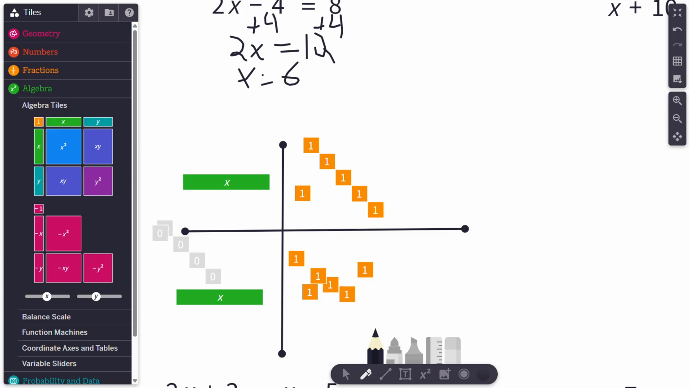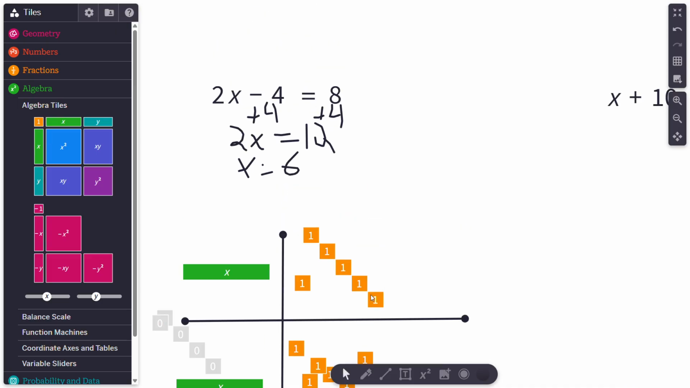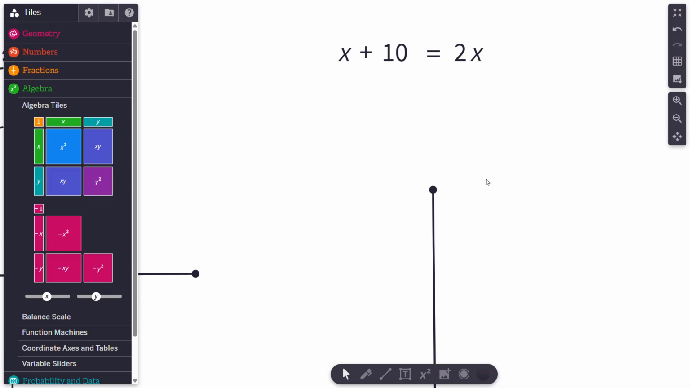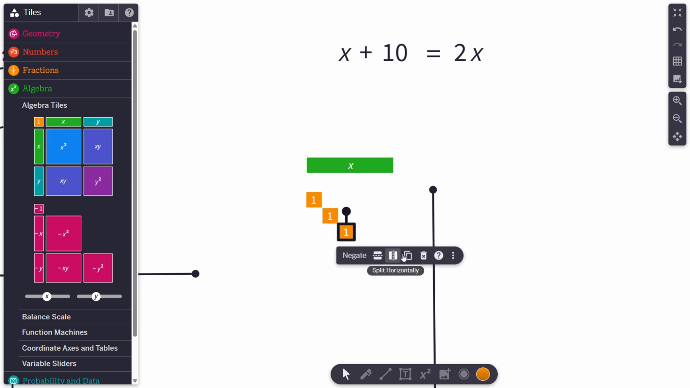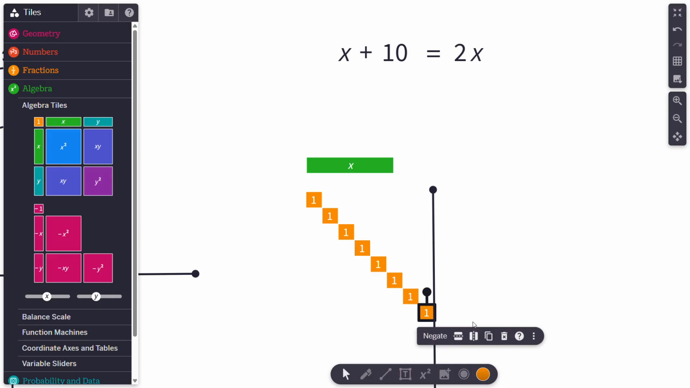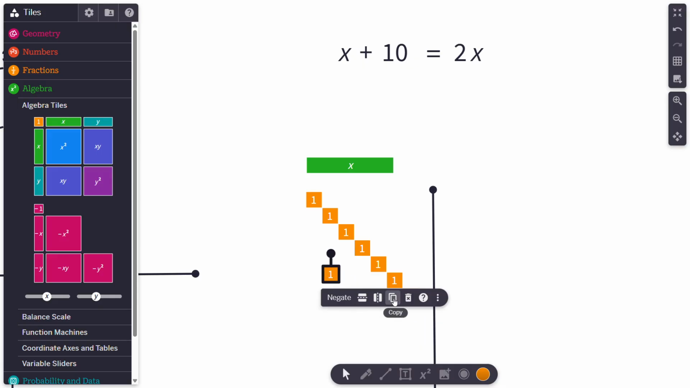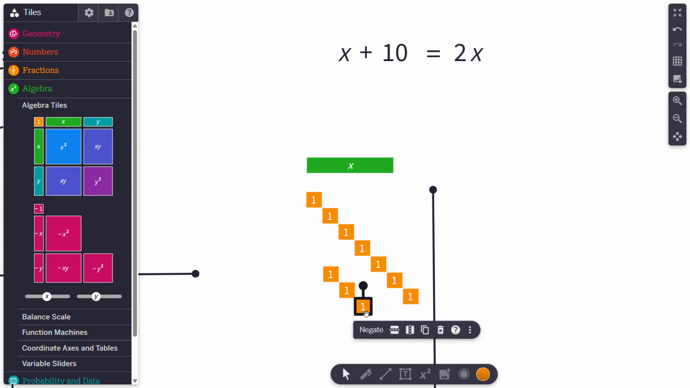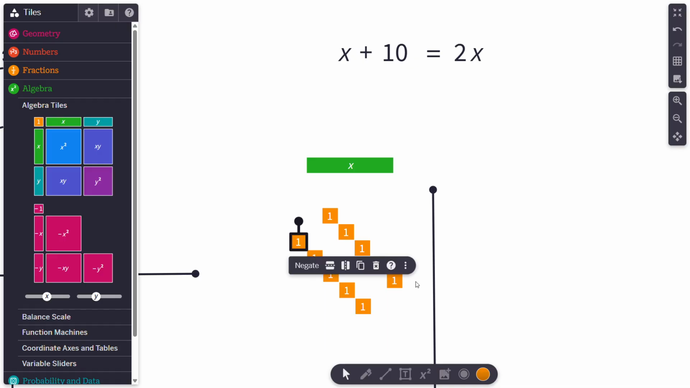Okay, moving on. So x plus 10 equals 2x. So we'll start by putting our stuff in there. X, and that's plus 10. Yep, and we're going to add. Okay, it's just throwing me off. I had to do it like this. Sorry. X plus 10. So x plus 10 equals 2x.